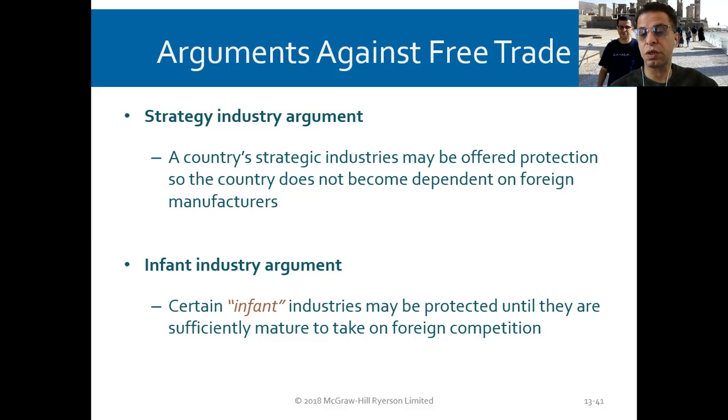The second is the infant industry argument: a certain infant industry may be protected until it is sufficiently mature to take on foreign competition. We see this sometimes in the European Union a lot. For some industry, the European Union asked Hungary to put quotas on imports or duties so they can sustain their local production and get strong enough to compete with the rest of the European Union. They do this with smaller or less efficient countries until they can stand on their feet and become more competitive with other countries.